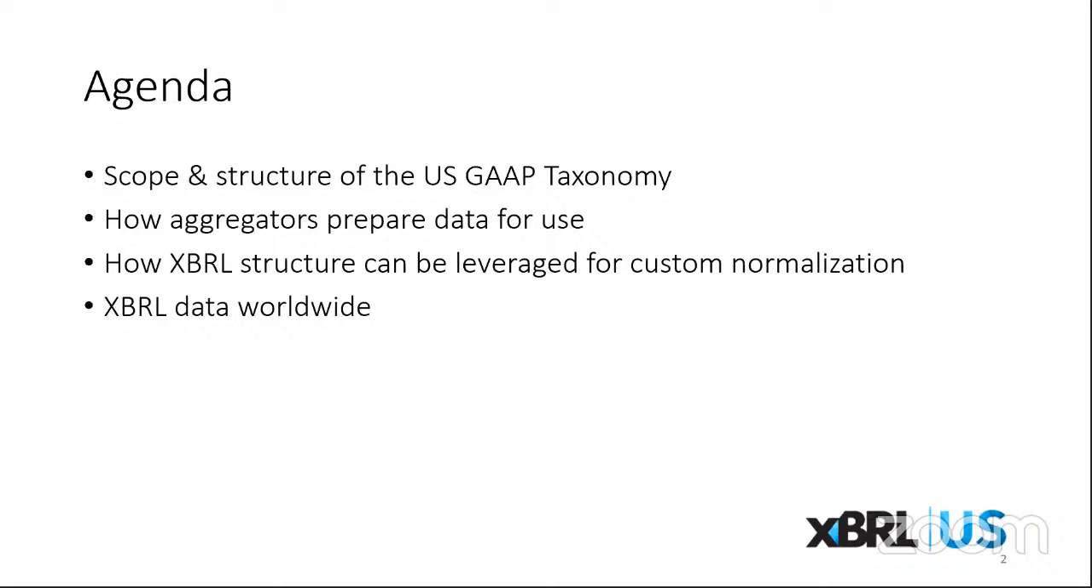to another. And then we're going to talk about how the unique structure of XBRL can be used to create a custom normalization. So normalizing the data so that it can be presented in the way that you may want to see it, which could be different than the way someone else wants to see it. And then we'll briefly talk about XBRL data that is available worldwide. So with that, I'm going to turn it over to Campbell Pride.